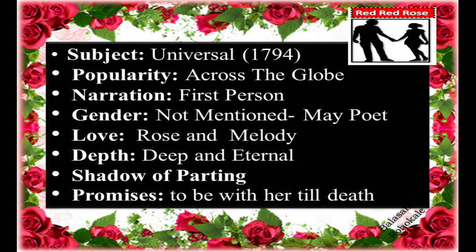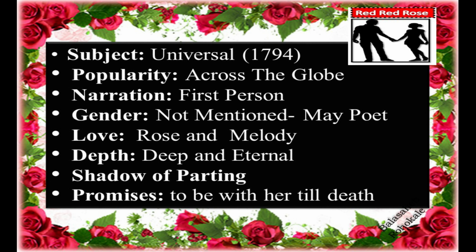Now, the second point is the central idea of the poem. The present poem, that is A Red, Red Rose, has a universal subject. It was first published in 1794. Since its publication, it has gained a lot of popularity across the globe. It is written with first-person narration. Though the gender of the speaker is not mentioned in the poem, it may be the poet.